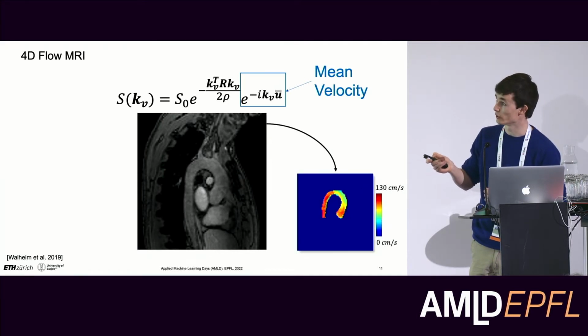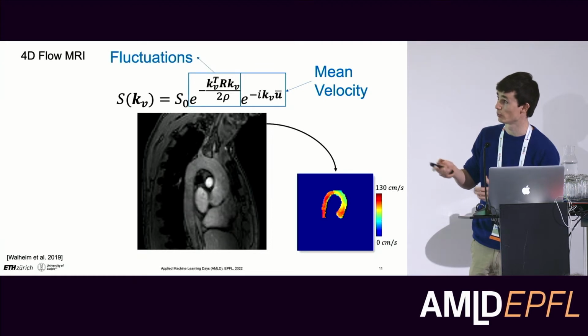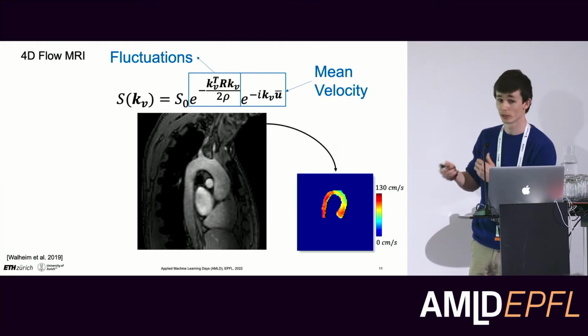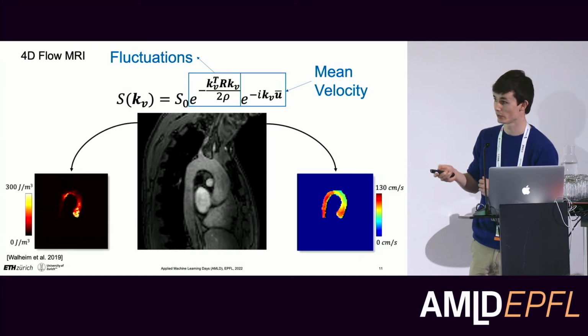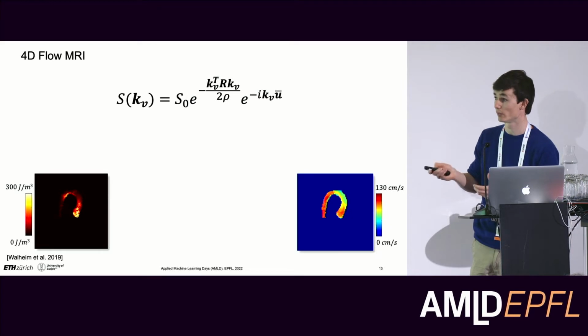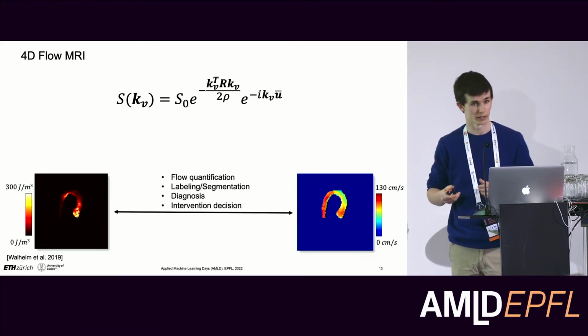Similarly, if we look at the other term, we can see that there is a proportionality term on the magnitude of the image that depends on the Reynolds stress tensor we defined earlier, so it represents the fluctuations. We can similarly reconstruct the fluctuations by looking at the magnitude of the image, and we get on one side an estimation of fluctuations, and on the other side an estimation of mean velocities. Knowing these two values is fundamental, because it allows us to do correct flow quantification.